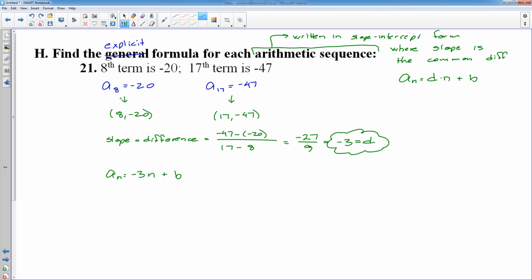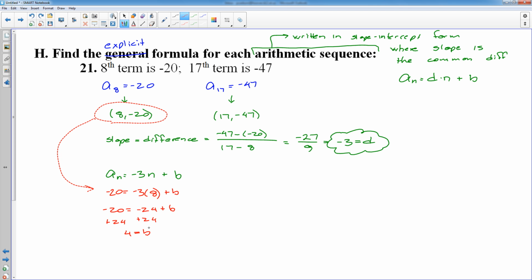To find b, you'll pick either one of these two terms. I know that a sub 8 is negative 20, so that's like having the ordered pair 8, negative 20, and I'll just take this one. When I plug in 8 for n, my 8th term, negative 3 times 8, needs to give me an answer of negative 20. So negative 20 equals negative 3 times 8, which is negative 24, plus b. If I add 24 to both sides, I will get 4 equals b.